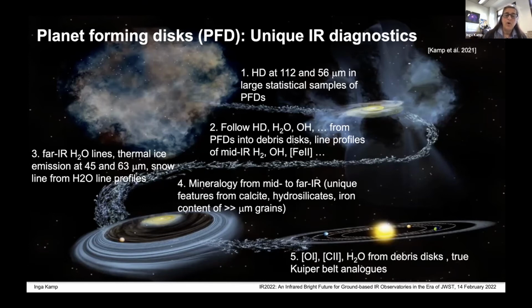And what we also get in the far infrared is not only the mineralogy of dust, so see calcites, hydrosilicates, and connect to solar system bodies, but we also have access to thermal emission of ices at 45 and 63 micron. So to study actually how the ices evolve, because ices are very important also in the buildup of planets.